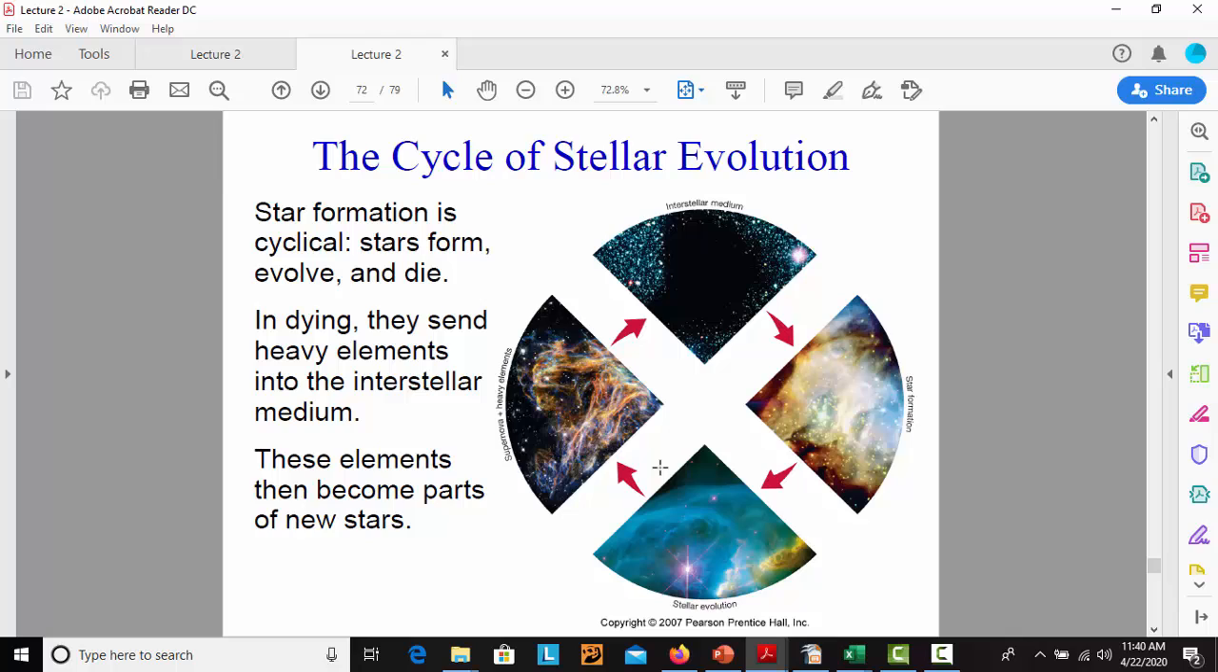So the star formation is cyclical. So a star forms, evolves, and dies. And in dying, they send out heavy elements into the interstellar medium, and these elements then become parts of new stars.